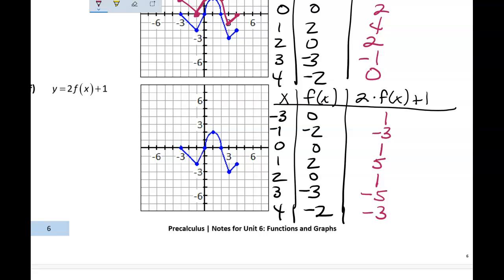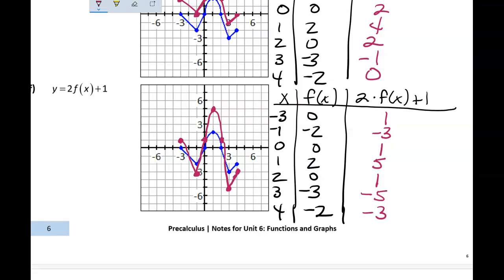Okay, so we've got -3, 1, -1, -3, and 0, 1. Here's our first part of the graph. And then we have 1, 5, and 2, 1. And finally, 3, -5 and 4, -3. There's the final part of the graph.